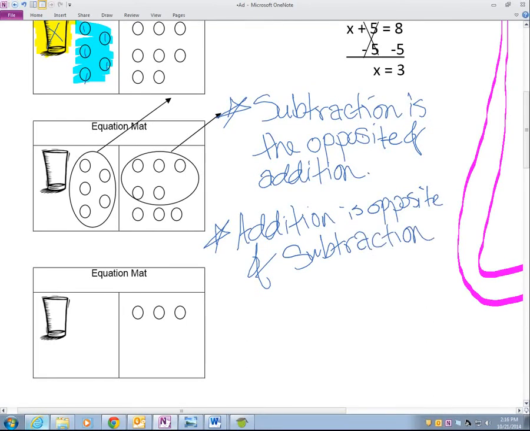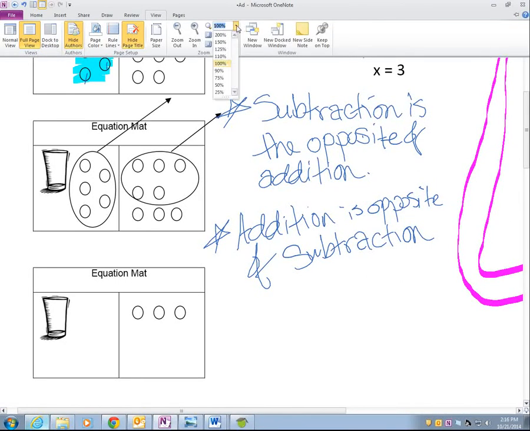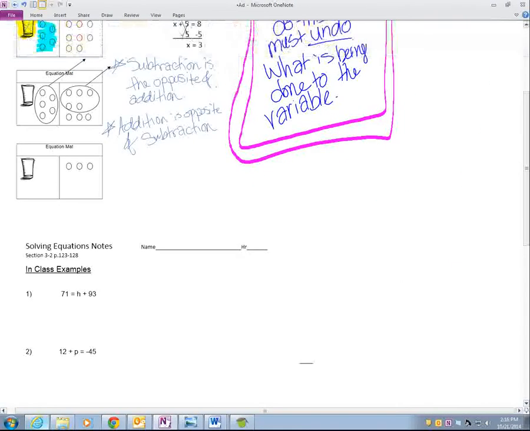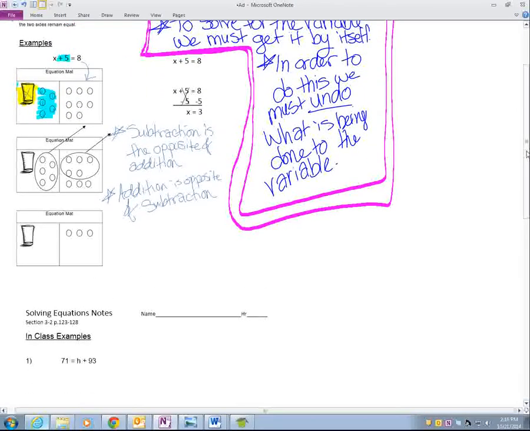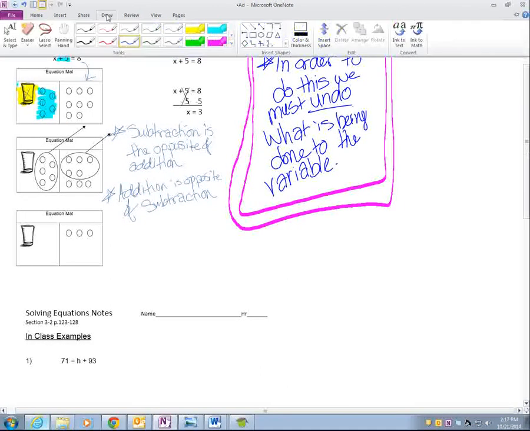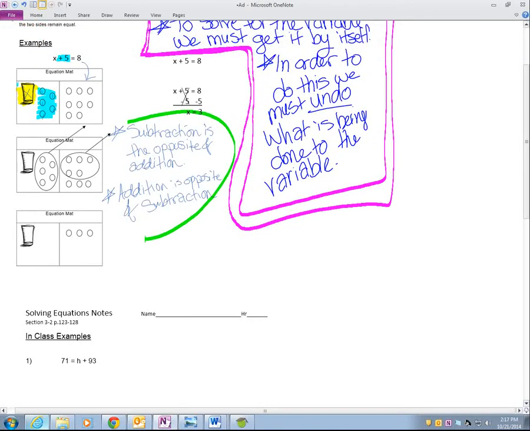Subtraction is the opposite of addition. Addition is the opposite of subtraction, for those that are still writing, and that's really small. The reason I write that is because in order to get the opposite, this is how you undo what's being done to x. So if it's being added, we have to subtract. If it's being subtracted, we have to add.